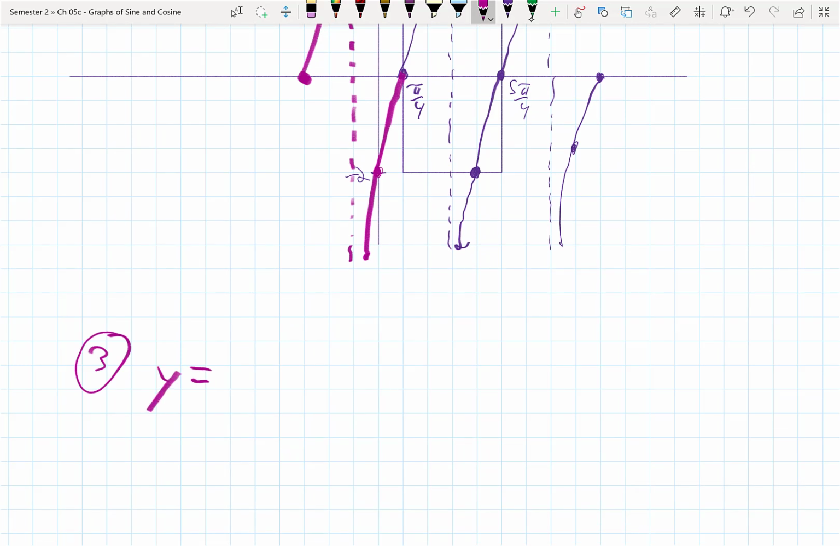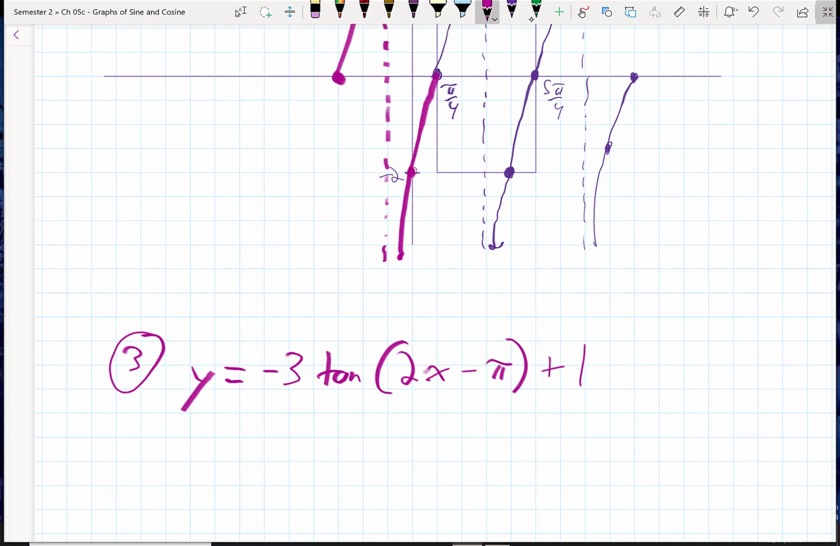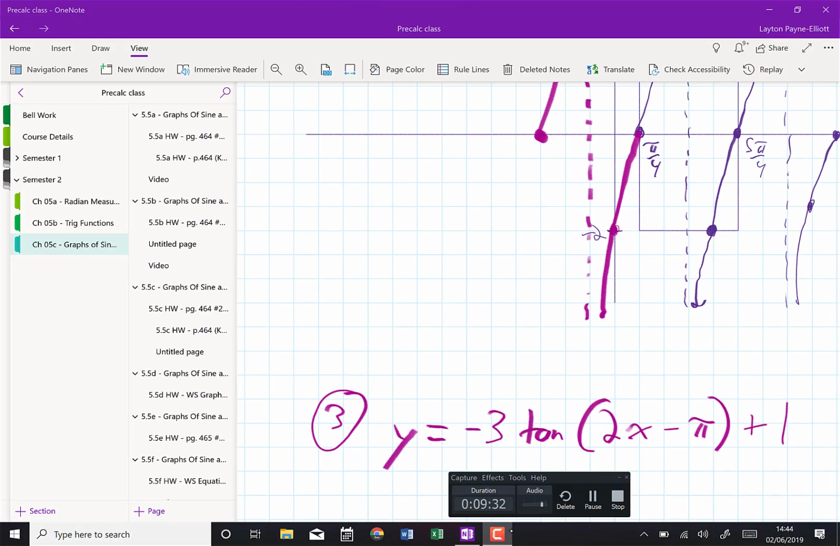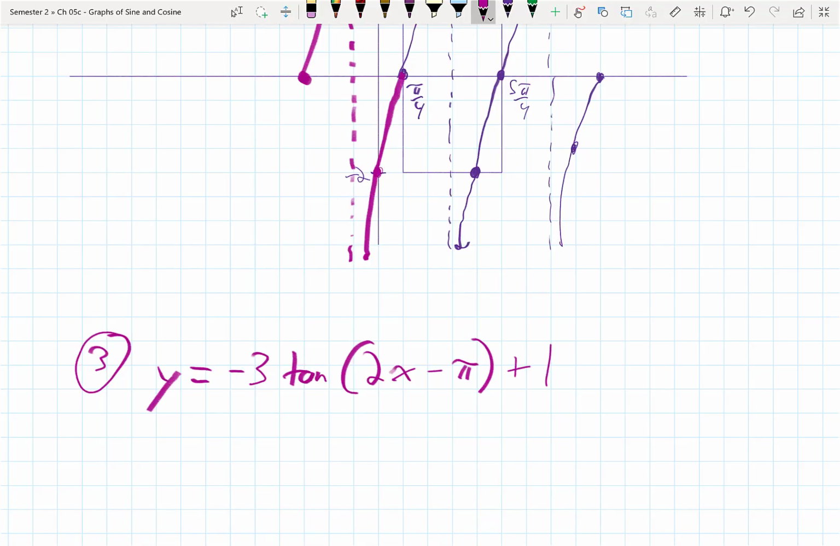Okay, let's do another example, one that has several shifts. Y equals, we're going to do negative 3 tangent of 2x minus pi plus 1. Okay, so let's set this like we did before. We need to factor the 2 out. 2 times x minus pi over 2, plus 1.